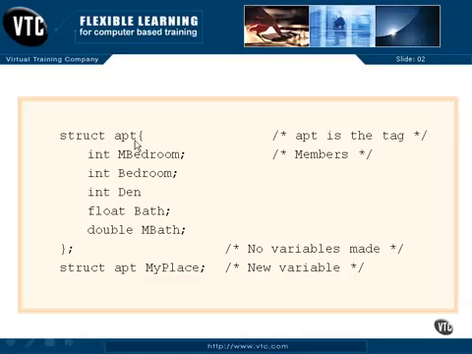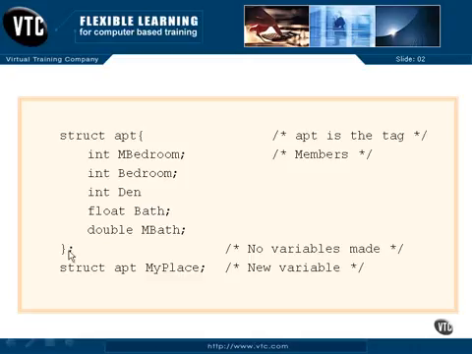So we're going to make a new apartment structure, and in here it will have an integer master bedroom, an integer bedroom, an integer den, and of course a float bath. I always like that myself. And then the master bath, I always like to make it a little larger. It'll be a double, which is just a big float. Works out, huh? So here we have our apartment structure.